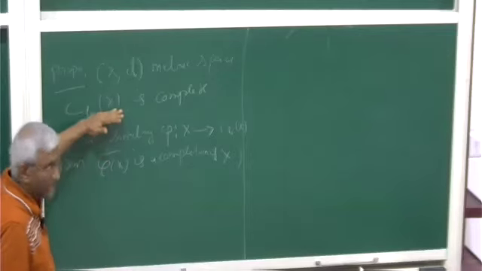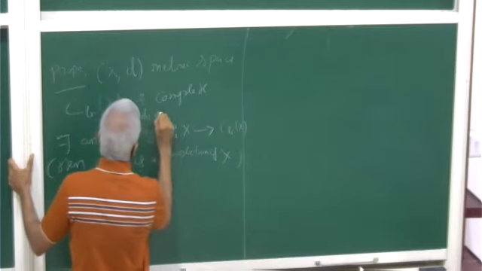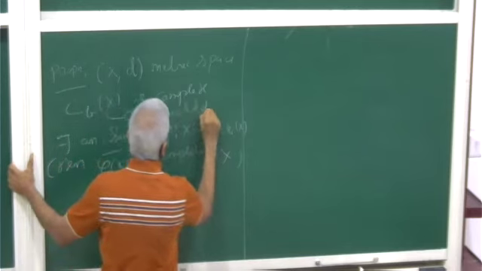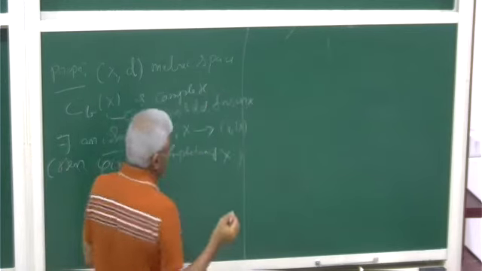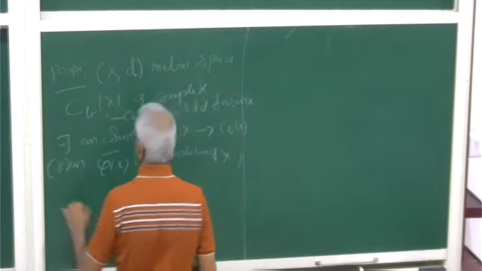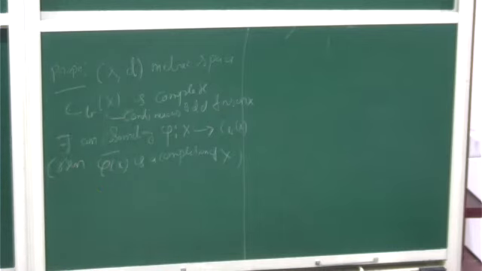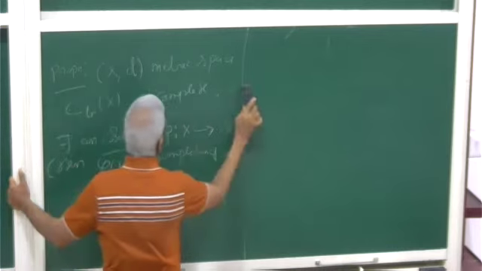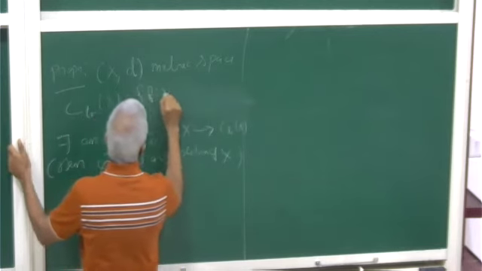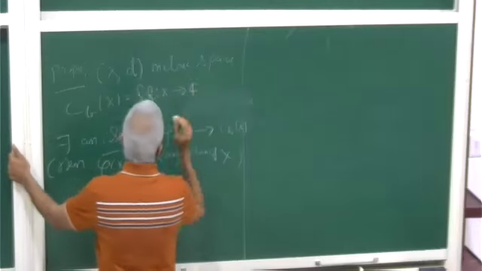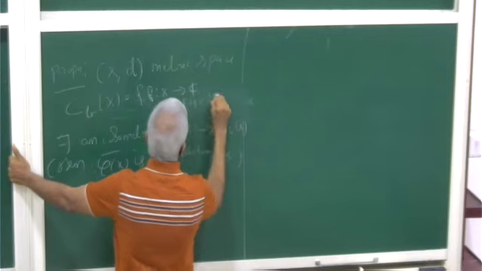So you have CBX. I didn't say what this is. This is all continuous bounded functions on X to R or C. Maybe I'll write it here. It equals all F from X to C, you can take real if you want, such that F is continuous and bounded.